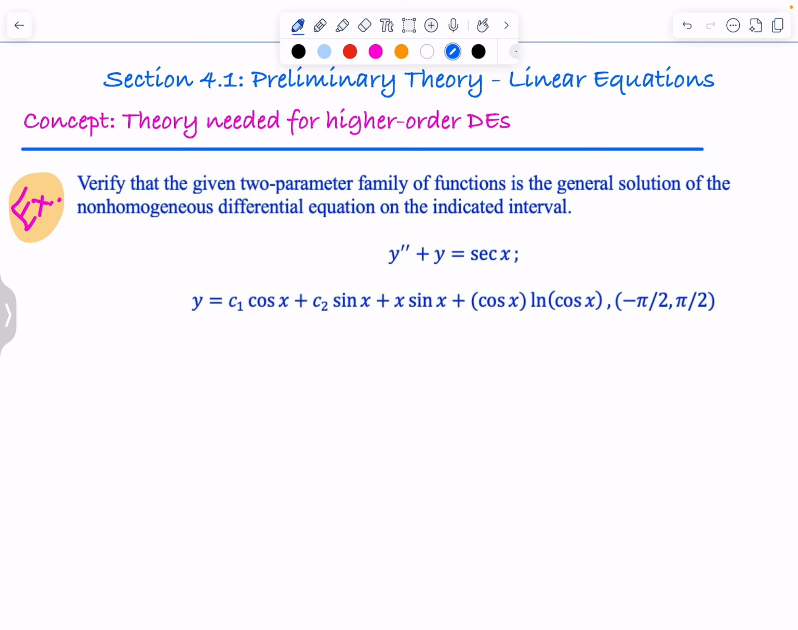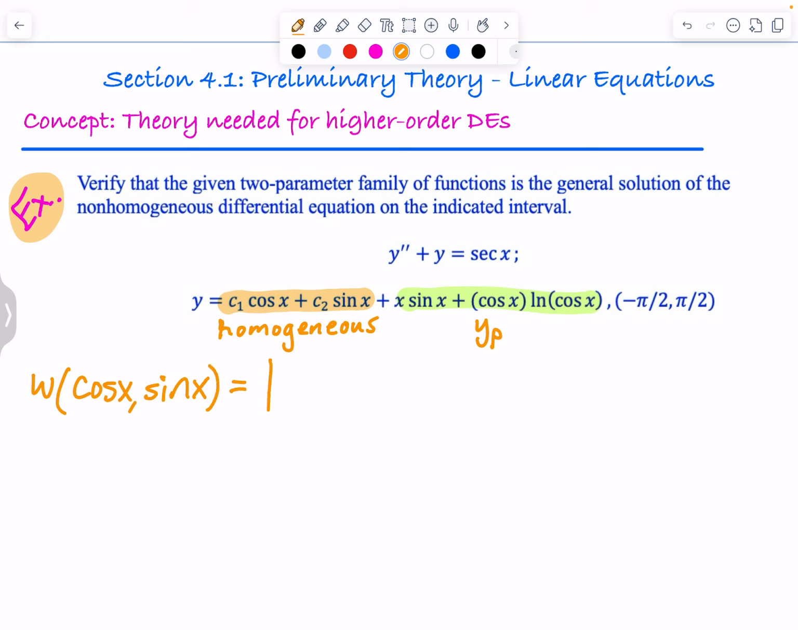Okay, so what I want you to notice is right here, this is our homogeneous case. And then this one, I think I did it in green, is our y sub p. That's our non-homogeneous. So I need to verify both of those. The first thing I need to verify is that this is a fundamental set. So I'm going to find the Wronskian of cosine x and sine x so I can show that it is a fundamental set, first showing it is linearly independent.